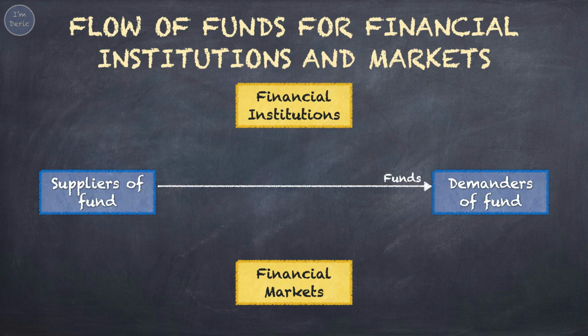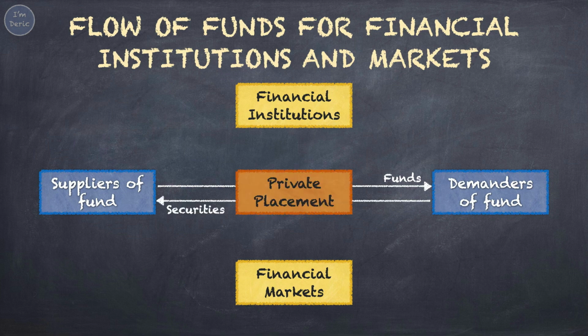The third way, when suppliers of funds go directly to the demanders of funds, that's when private placement occurs. For receiving money from the suppliers of funds, the demanders will issue securities to the suppliers. The flow of funds may also happen between financial institutions and financial markets. It happens when banks buy shares or bonds from the financial markets.